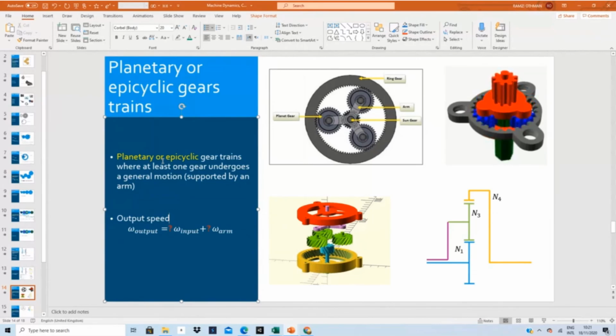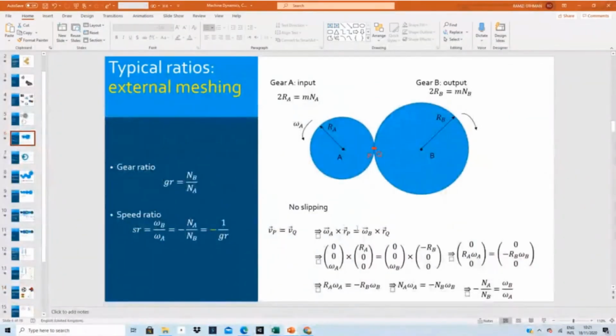So the planet is a usual spur gear, but its motion is different. Its axis of rotation is not fixed. And if its axis of rotation is not fixed, if I go back to this equation, I established this equation assuming that A and B are fixed. So it means that I cannot use these equations. I can forget about this kind of calculating speed ratio. I have to find a new way.